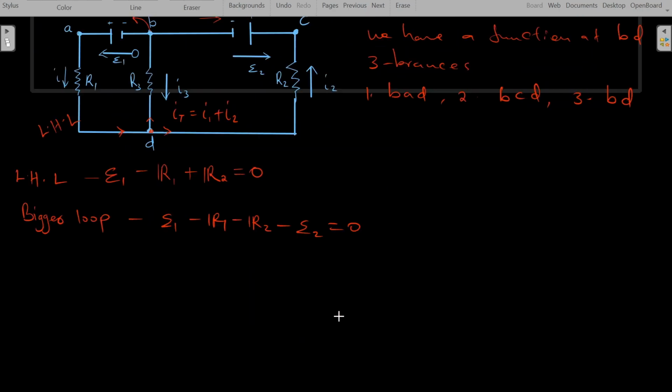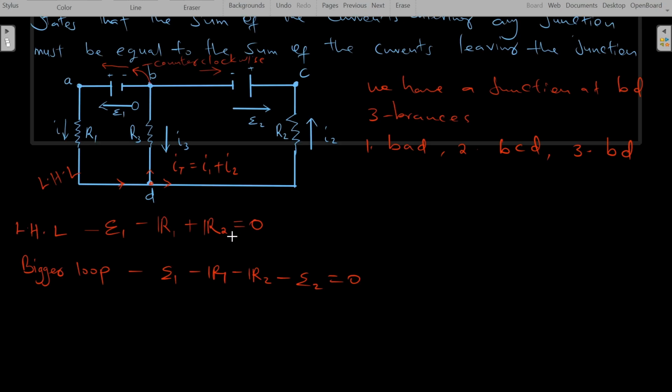Maybe just to show that, for the bigger loop, we're going in the counterclockwise direction. So we are moving from point B and now traversing not through junction B but through the whole circuit. We'll move from this point, and to this point is positive, so I should get a positive at this point, as you can see. From this point I should get negative IR because it's towards the direction of the resistance.